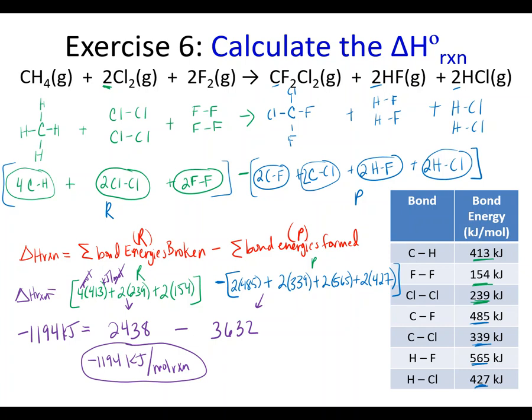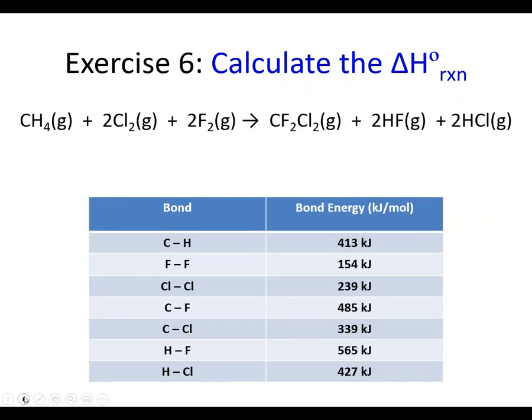Once again, these problems are usually shorter. They usually don't have as many chemical species in the reaction. But do remember this equation, it's bonds broken, which are reactants, minus bonds formed, which are products. So it's the opposite of what you would do for heats of formation. So the correct answer, yes, negative 1194 kilojoules per mole of reaction.